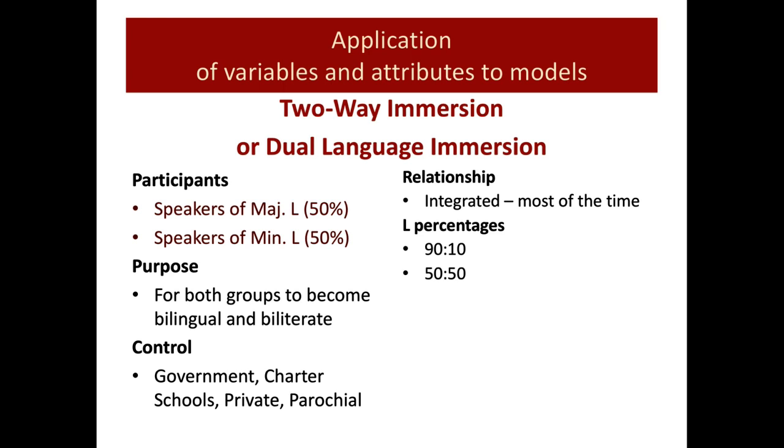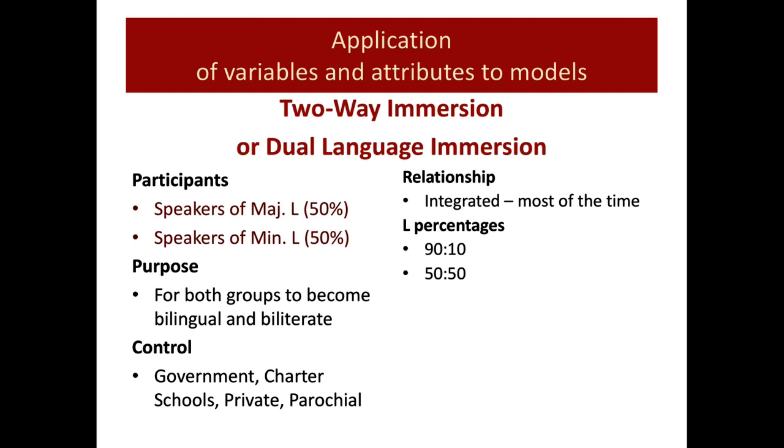Language percentages could be 90-10 or 50-50, and there's some variation on each of those models too. So as I mentioned earlier when we were talking about the variables in the first column, in terms of the 90-10, this means that 90% of the instruction is in the minoritized language and 10 is in the majoritized language. And generally, that's what the percentage is at the beginning of the program. And then it changes over time in general from 90-10 to 80-20, 70-30, something like that. So gradually, students achieve a 50-50 percentage in each language. In some places, that's been called the West Coast model of two-way immersion.